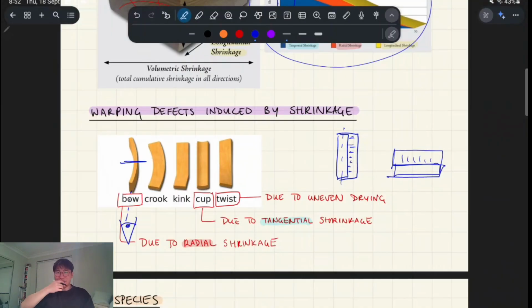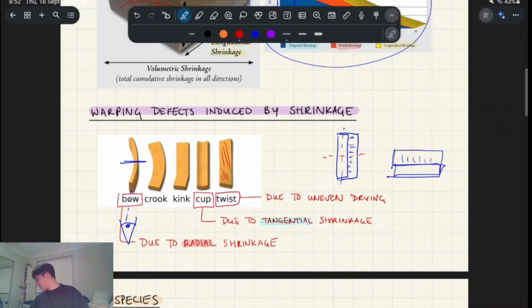Crooking is less likely to happen because it's in its major direction. It'll be bending about a stronger axis, so crooking doesn't happen so much. Kinking also doesn't happen so much. It's probably more so due to a knot or something being here. I don't know if it's that side or that side, where it's grown differently, or physical damage or something could cause kinking. Twisting, maybe the grain is orientated diagonally, and so its tangential and radial directions are slightly opposite, and so it might twist a little bit.